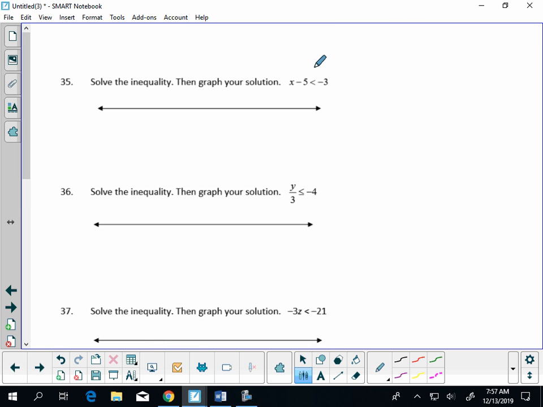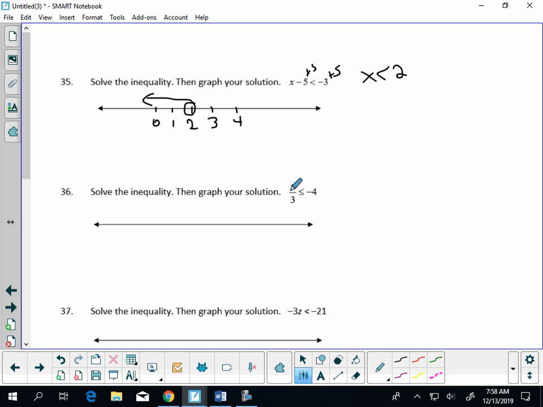All right, on this one, I'm going to add 5 to both sides. I get x is less than 2. I'm just not going to label everything, but usually you'd want to go ahead. I guess I will. I want to label a couple bigger and a couple smaller. Open dot at 2, shaded to the left.